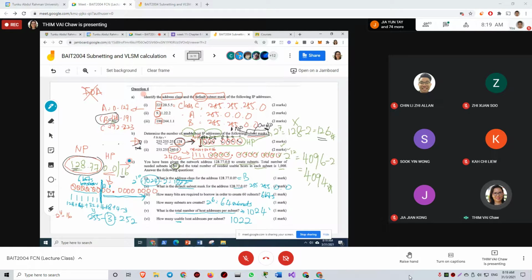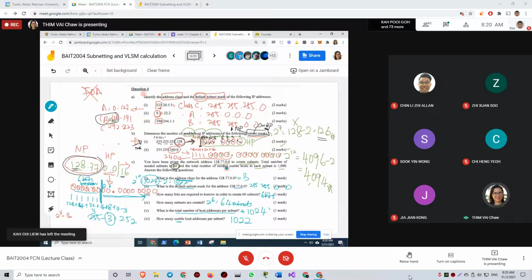Last week we did this question, where you are given this address, 128.177.0.0, and need to do subnetting. You need to create 60 subnets, and each of the subnets must have 1,000 usable host addresses. So this is the question. It gives you a very clear instruction, even though it does not ask you to use classful subnetting. According to the question, you know what method should be used.